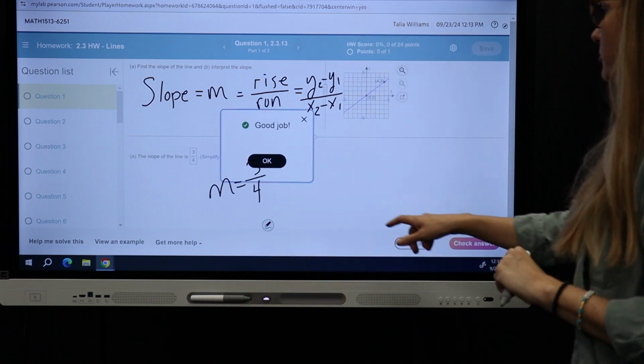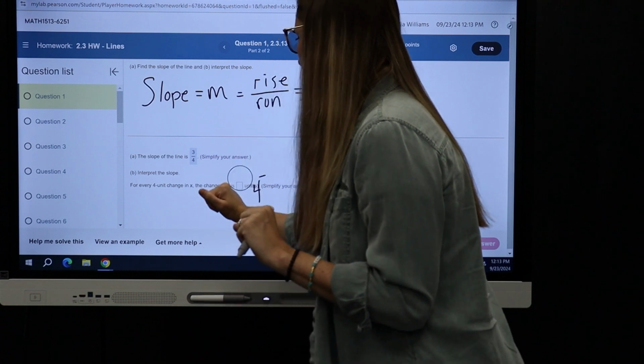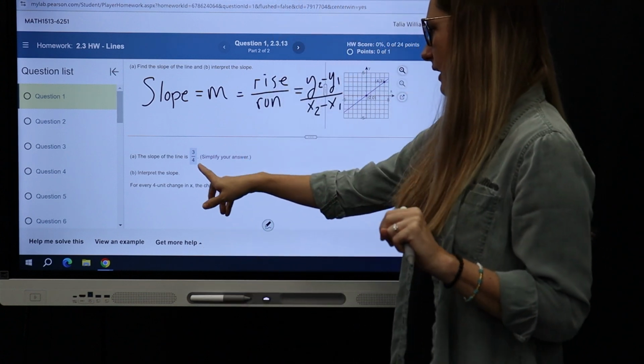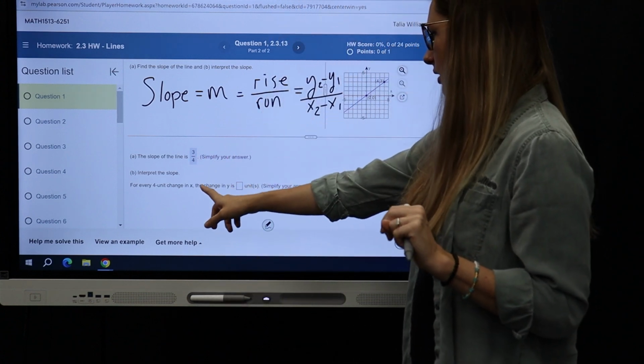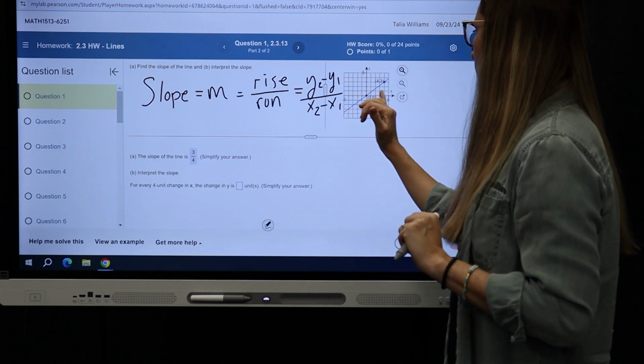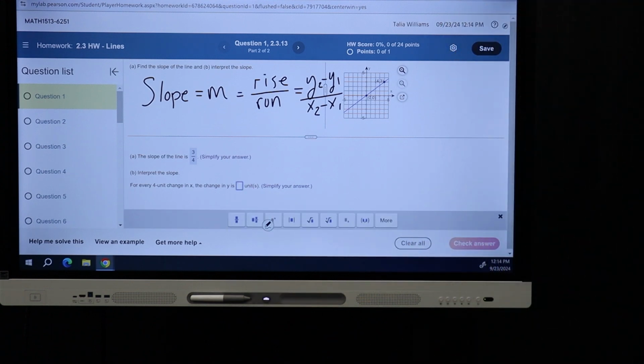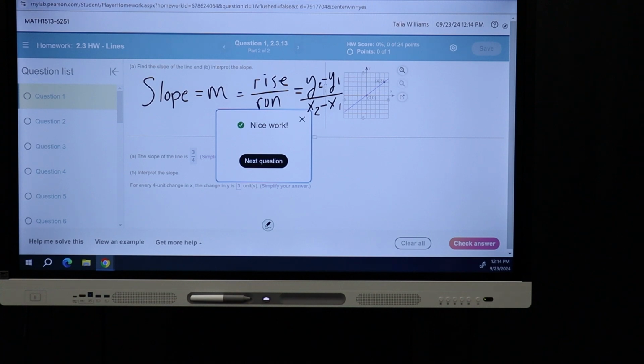Now they're going to ask us to interpret this. For every 4-unit change in x, which was our run, the change in y is 3. So every time we go over 4, we go up 3. So positive 3 because it went up. Next.